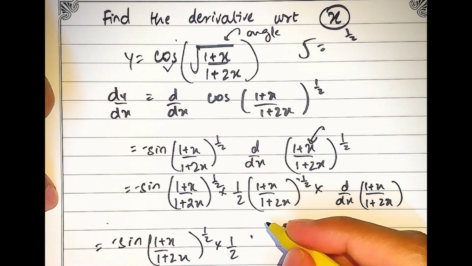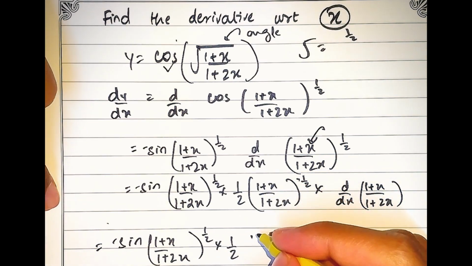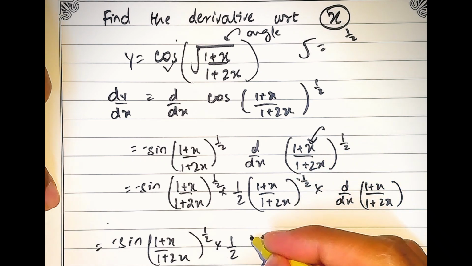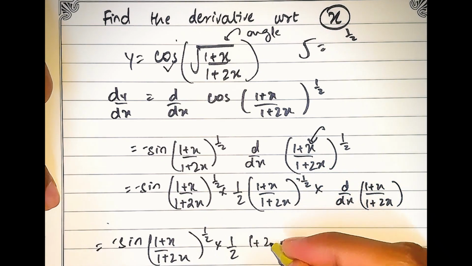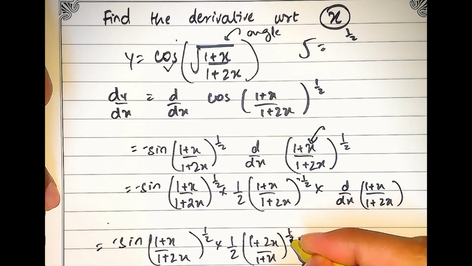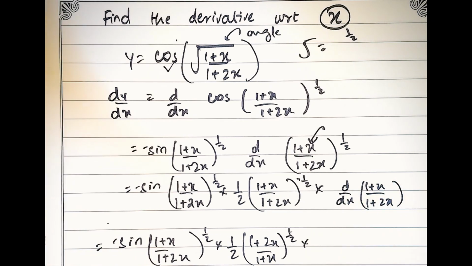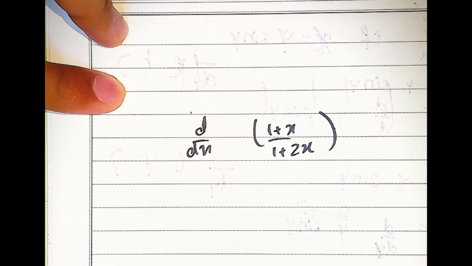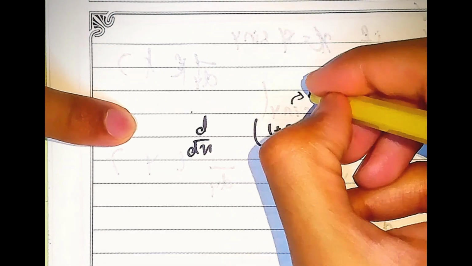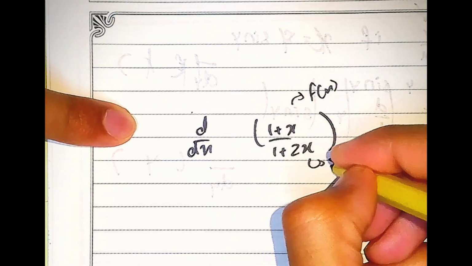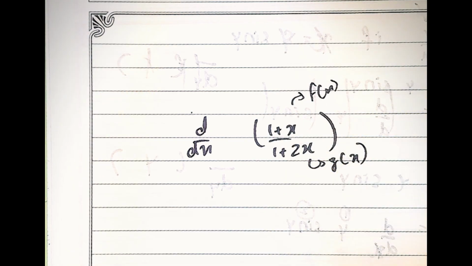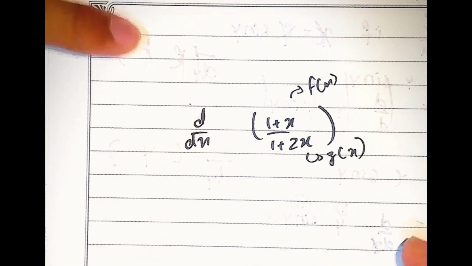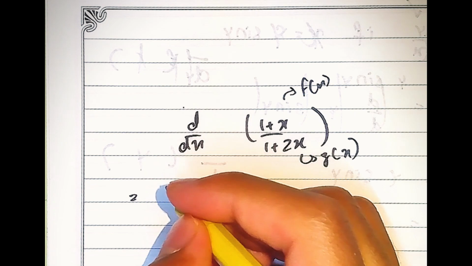I can actually reciprocate this thing because then the power would be positive. So (1 plus 2x divided by 1 plus x) power 1 by 2 multiplied by. Now here we can apply the rules of division. Okay, so I would like to solve this part of the question separately. I've just rewritten this term right over here, and this would be my f(x). This would be my g(x), and we can use our good old rule of division for finding the derivative of the functions which are being divided.